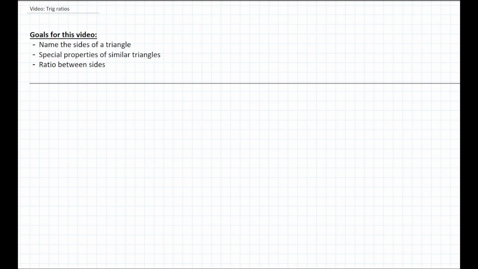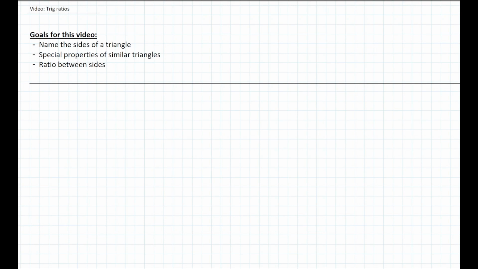The goals of this video are to be able to identify and name the different sides of a triangle. We're going to look at the special properties of similar triangles, that is triangles that are the same shape but just different sizes. And then we're going to look at a way to describe the ratio between the sides in those triangles.